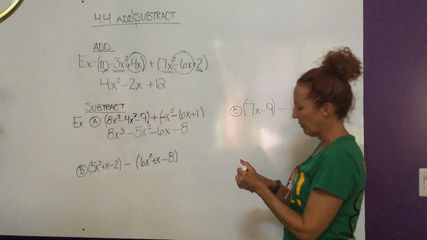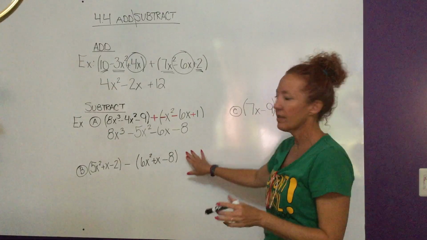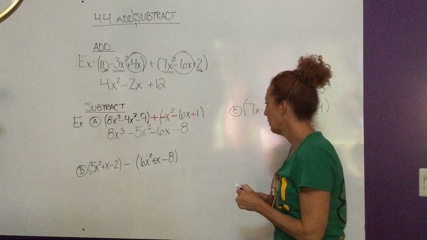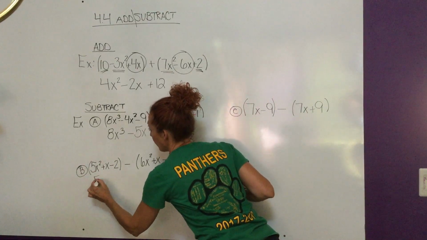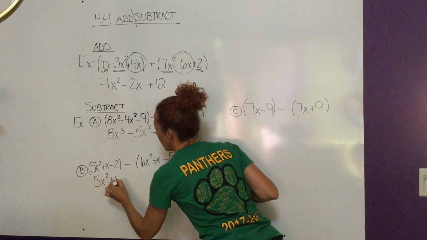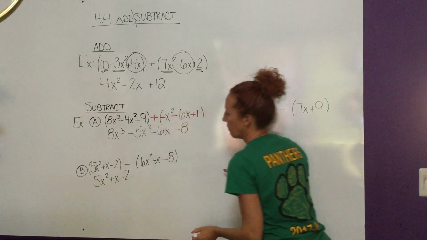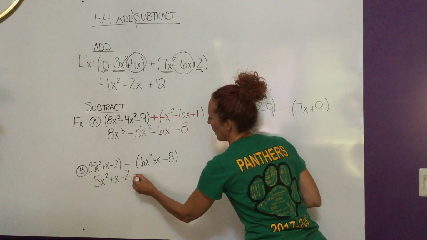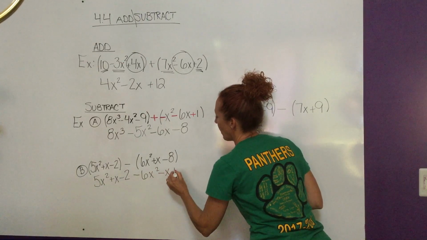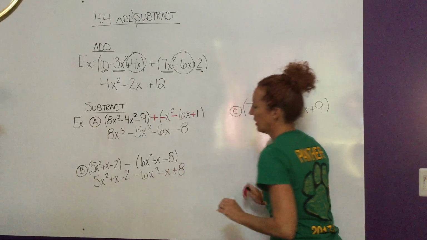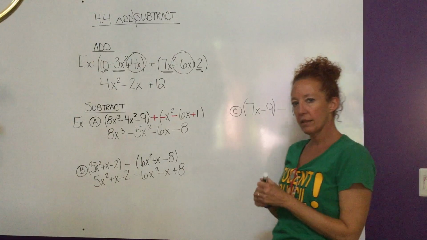All right, let's do the same thing again. So this time, I will write it out for you. Maybe I should have done that up here. So I'm just going to rewrite this one, 5x squared plus x minus 2. And then when I distribute that negative, it's going to go -6x squared minus x. And then that -8 is going to change to a +8.